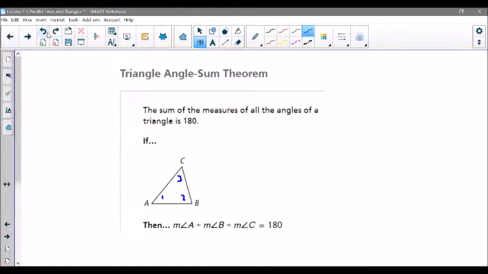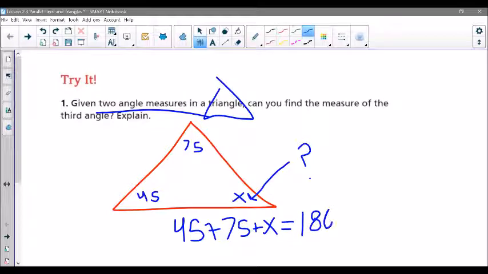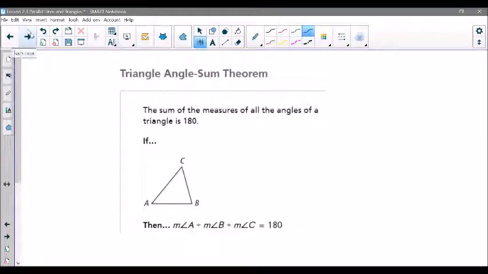I shouldn't have erased the things that I had on here. So going back to this one, we could figure this out. If I take 45 and I add it with 75 and I add it with X, that equals 180 degrees. So that's just an algebra problem that we can solve. We know how to do these. We've been doing these since probably 8th grade, if not before, maybe 7th grade. In either situation, you're going to get X equals 60 degrees. So we can always find that third angle as long as we have the other two.